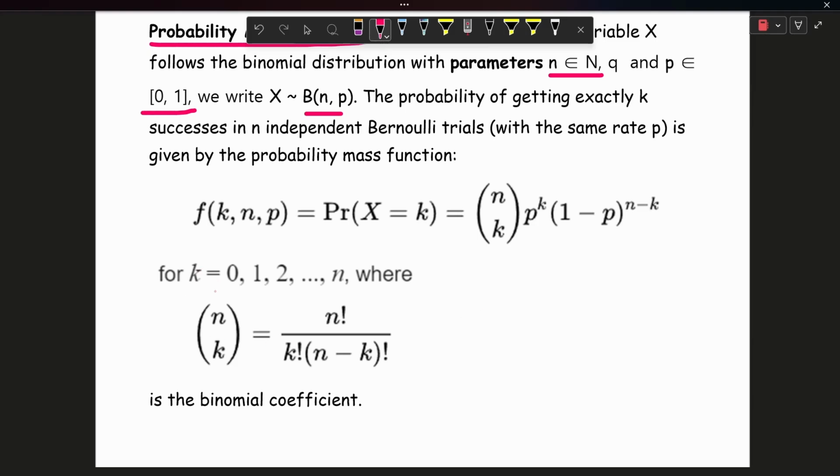Here the k values lie between 0, 1, 2, 3, and so on, where this nCk is nothing but n factorial by k factorial into (n minus k) factorial. This n factorial by k factorial into (n minus k) factorial is called the binomial coefficient.